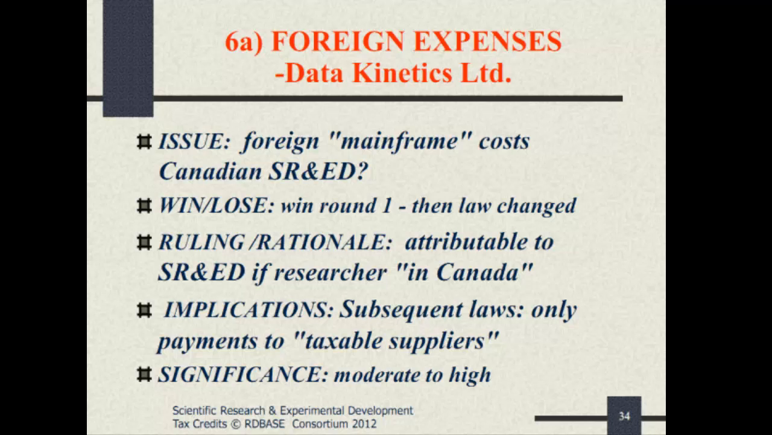We had a company who rented a mainframe computer down in Alabama and paid roughly $280,000 in expenses during the year to use that computer, which they claimed all as an SR&ED cost. CRA denied it, saying it's a foreign expense, it's not in Canada. And the client successfully argued, no, it's a Canadian expense because the researcher who was telling the computer what to do was sitting in Ottawa.